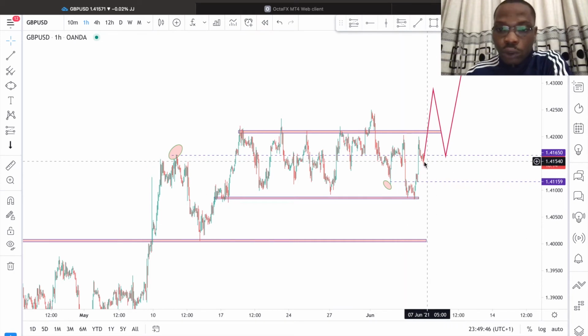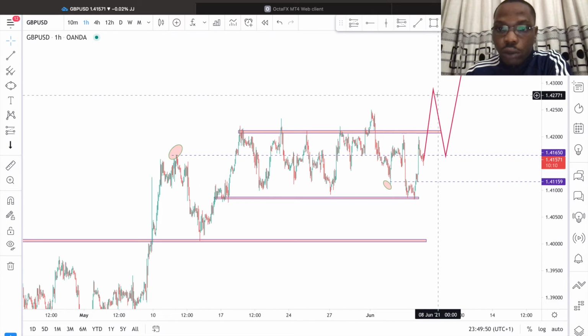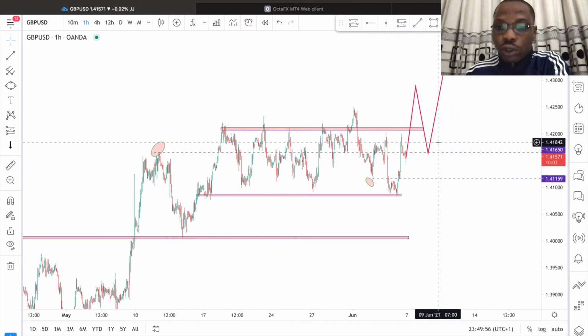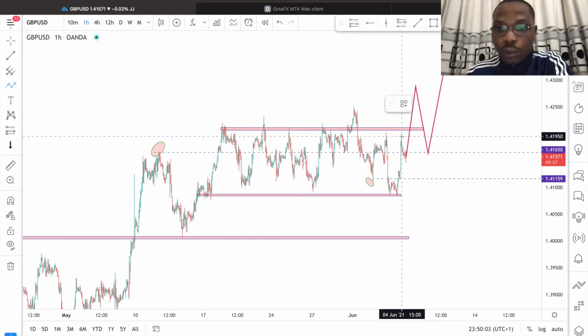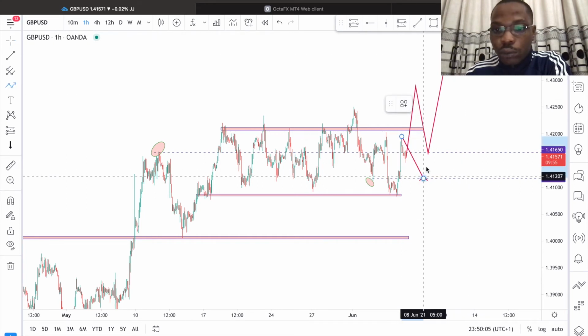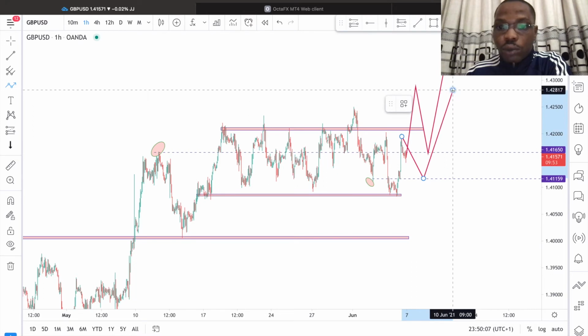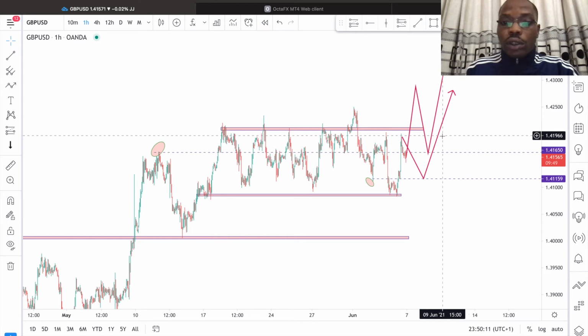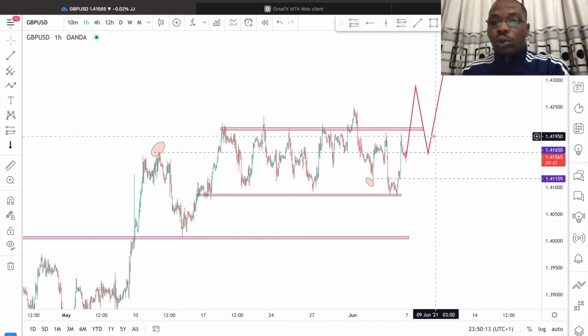So we want to see one of two things happen. Either we break out immediately from Asian session and come back to retrace in London session tomorrow, or we retrace a bit lower before breaking out. Either one of these two moves, that's what we want to see. But yeah, we're bullish on GBP USD this week.